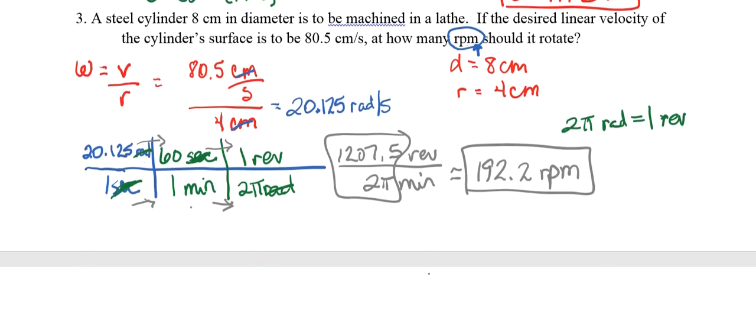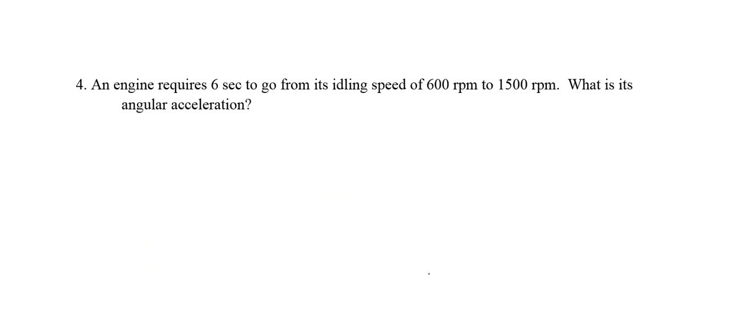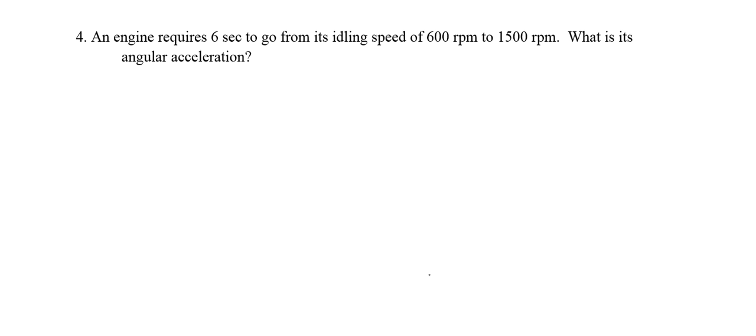Okay, let's move on to number 4, the last one in this section. We're going to work together. An engine requires 6 seconds to go from its idling speed of 600 revolutions per minute to 1500 revolutions per minute. What is its angular acceleration? As I look at my formula sheet, I see that angular acceleration is the angular velocity at the end minus the angular velocity at the beginning, divided by time.